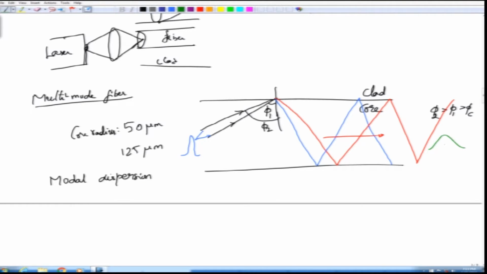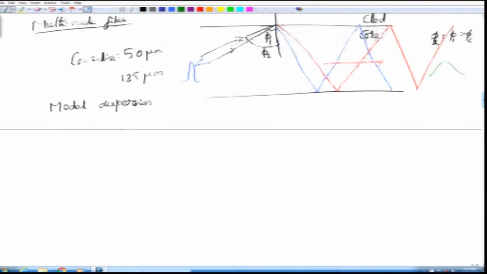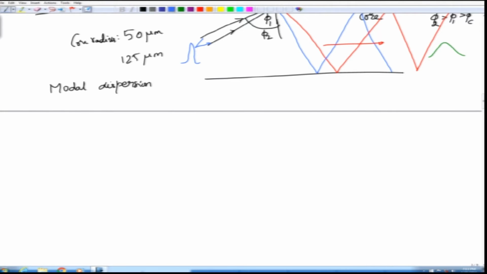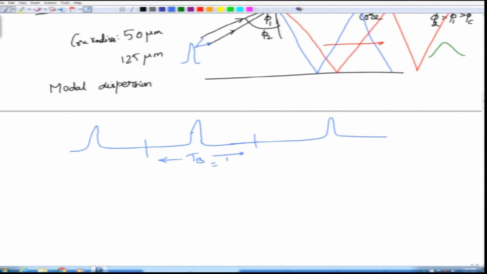Okay. So earlier, what happens is that if you were to send your pulses at a certain rate, okay, so let us say these are the pulses which are being sent, and each pulse carries information, and let us say the time between the pulses is Tb, which would be equal to 1 by B, where B is the bit rate of the system. Okay. So you are sending out one bit represented by one pulse here.